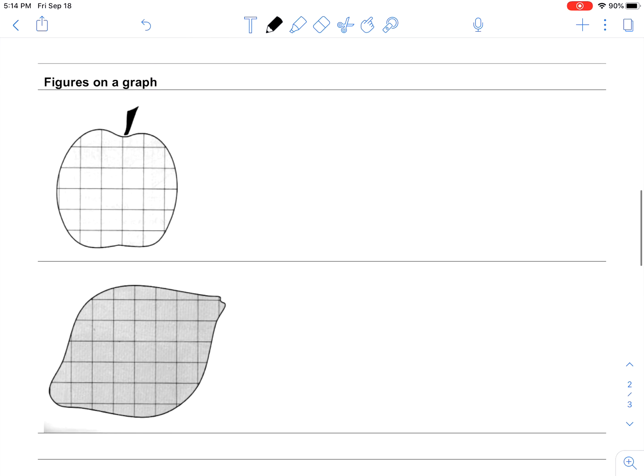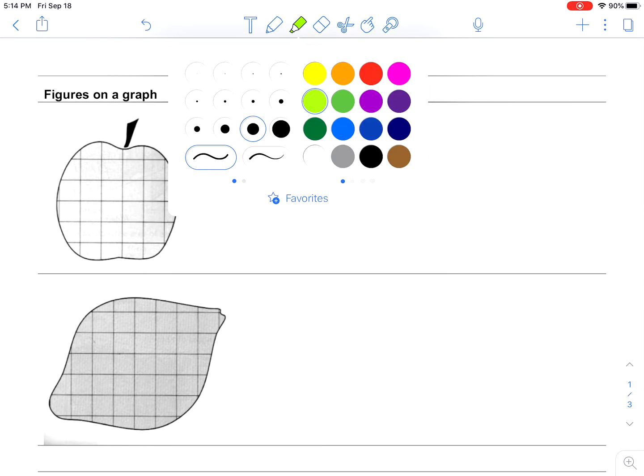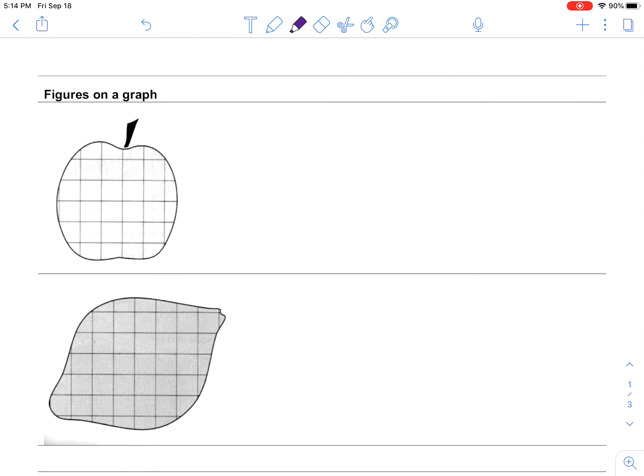Our second topic today is looking at figures on a graph and trying to estimate their area and perimeter. Okay, so we're going to start with this apple. For this apple, we want to start with the area. Okay? And this is a weird figure with a lot of curves, so I'm not going to be able to find exactly the area of this shape. So instead, I'm going to estimate.